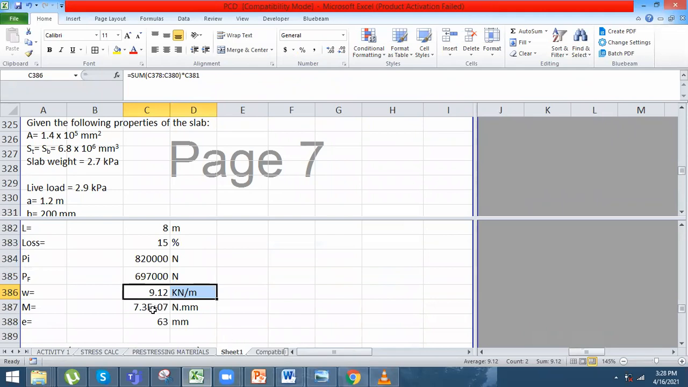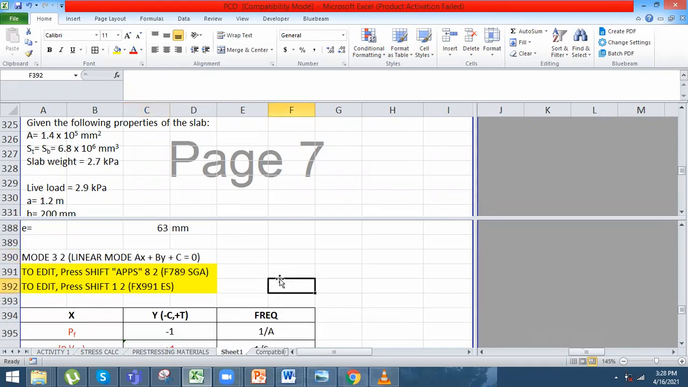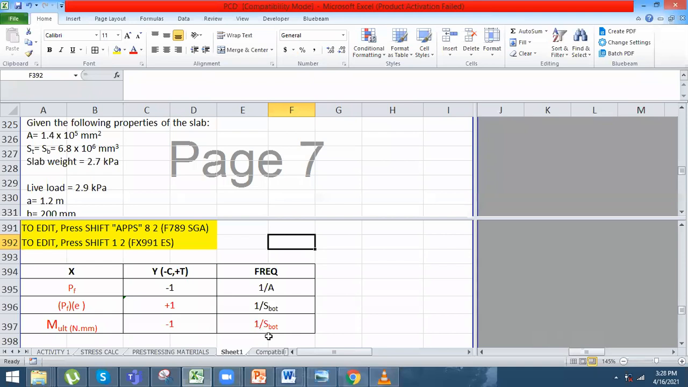Okay? Therefore, our moment is WL squared over by 8 as what is indicated on the formula. WL squared divided by 8. Multiply na natin yan ng 1 million. That would generate into 7.3 times 10 raised to 7 Newton millimeter. Okay? So, input lang natin ang values yan, guys.